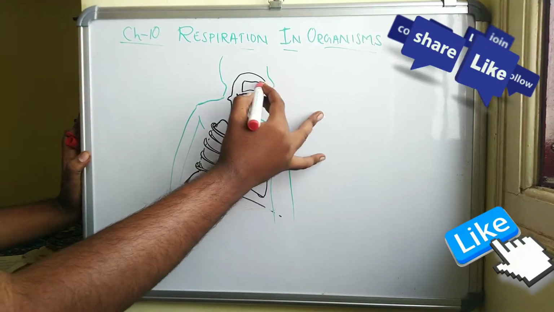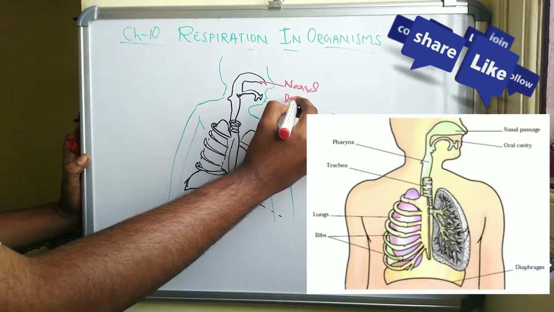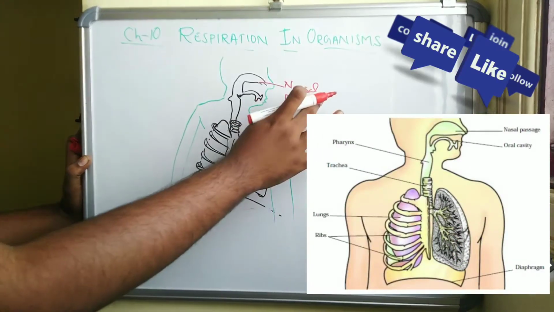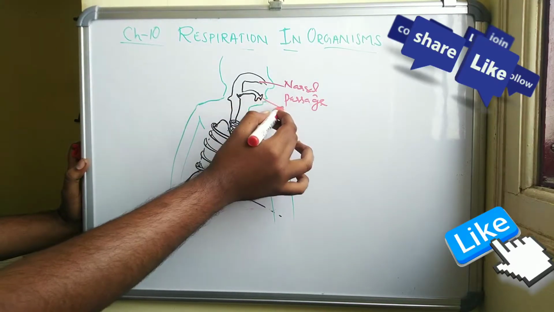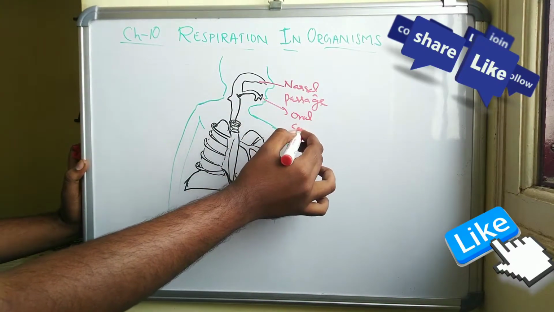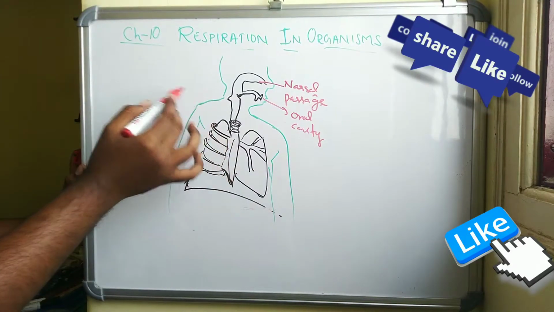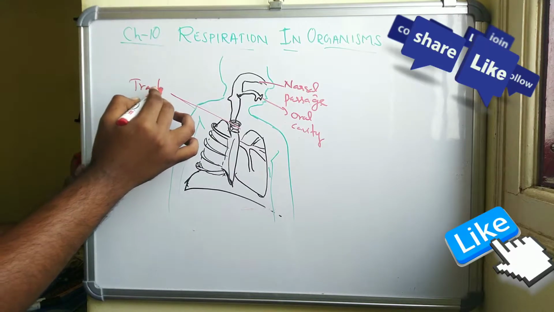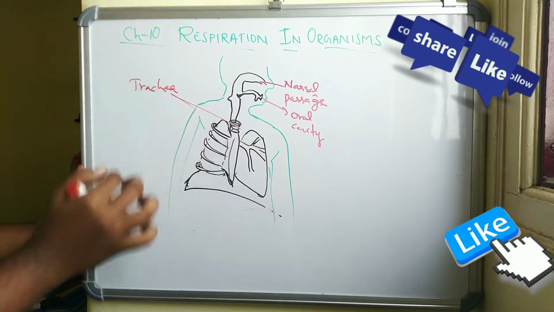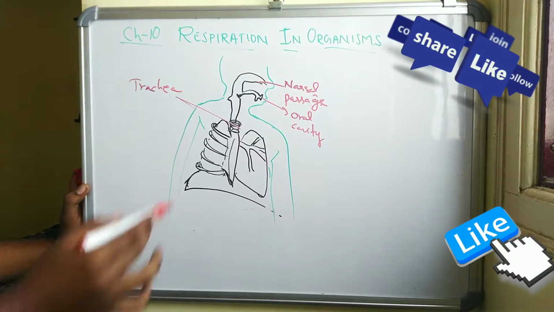The first one is the nasal cavity, or nasal passage, through which air is passed. This is nothing but the oral cavity. Then the trachea will be there, or you can say windpipe.